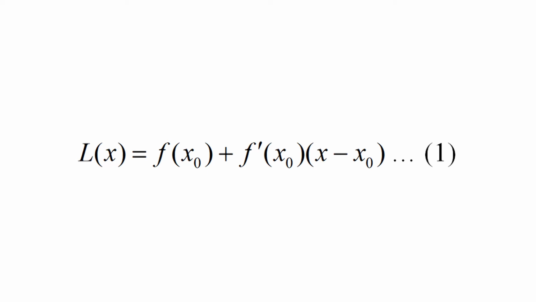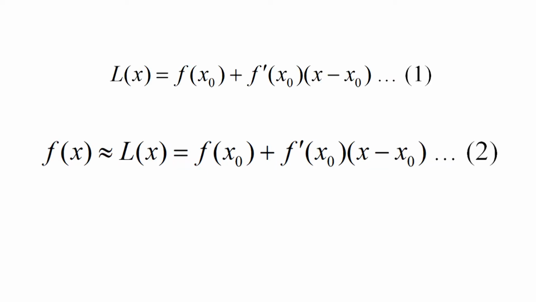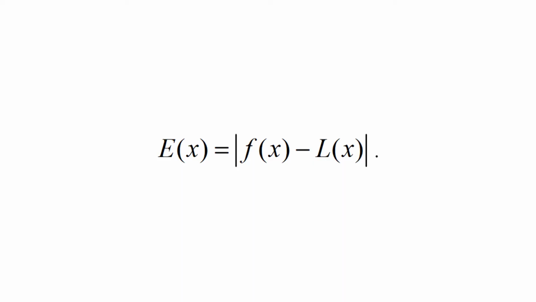The approximation f of x approximately equal to L of x equal to f of x naught plus f prime of x naught times x minus x naught, which we call equation number 2, of f by L is the local linear approximation of f at x naught. The point x is equal to x naught is the center of the approximation. The absolute value of the error at a point x is given by E of x is equal to the absolute value of f of x minus L of x.